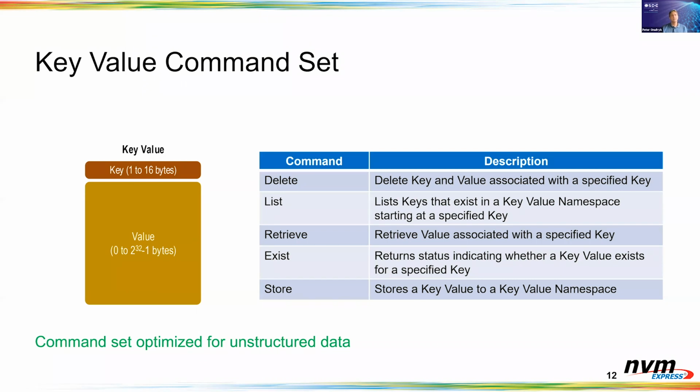The second new command set is the key value command set. This command set is optimized for unstructured data. Instead of reading and writing logical blocks, the host can access data using a key value pair. You can think of the key as an identifier for an object and the value as the data for an object. A key can be 1 to 16 bytes in size, and the value can be 0 to 4 gigabytes in size. With this command set, you don't read and write data, you retrieve a key value and you store a key value. So it's very different from the NVM command set we have today.